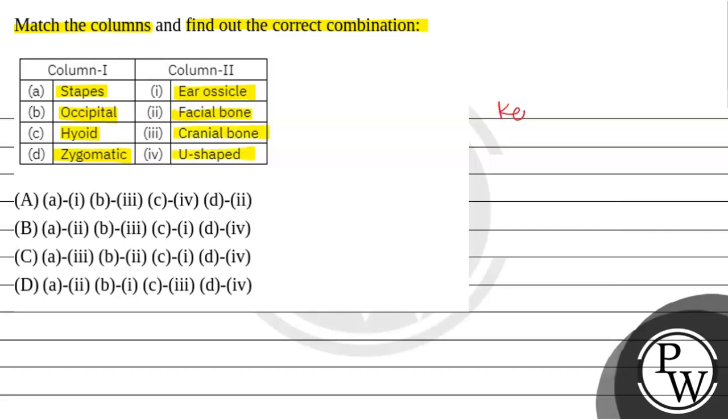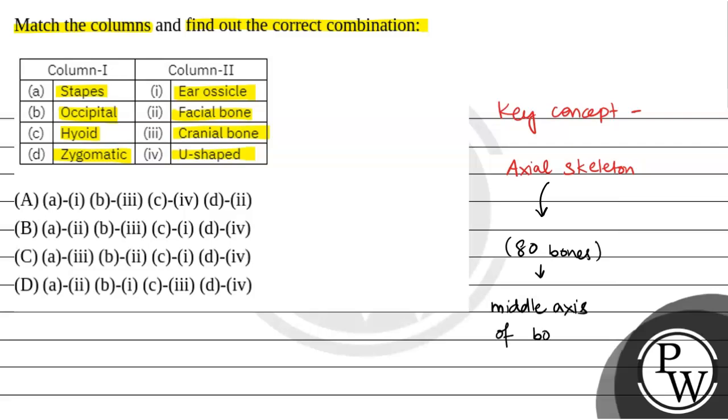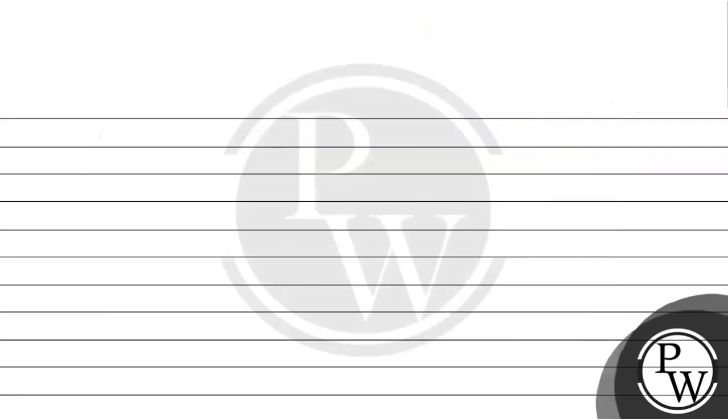So the key concept for this question is axial skeleton. The axial skeleton basically consists of 80 bones and forms the middle axis of the body. That is why it is called the axial skeleton. Axial skeleton consists of, सबसे पहला होता है skull.